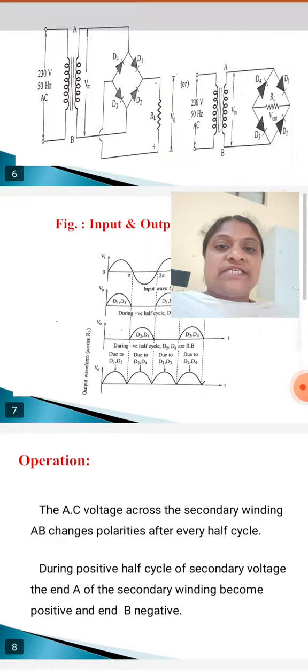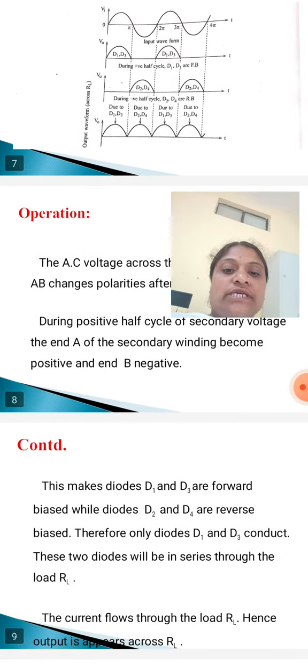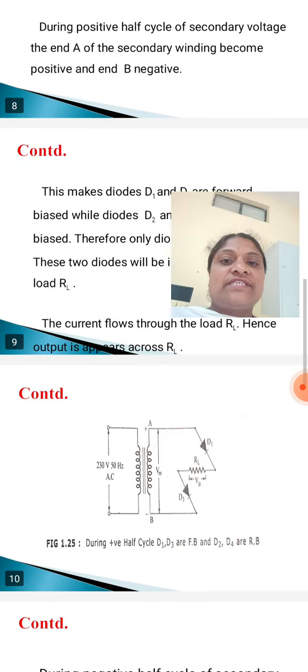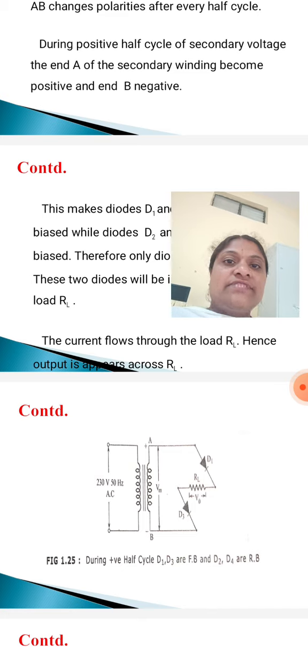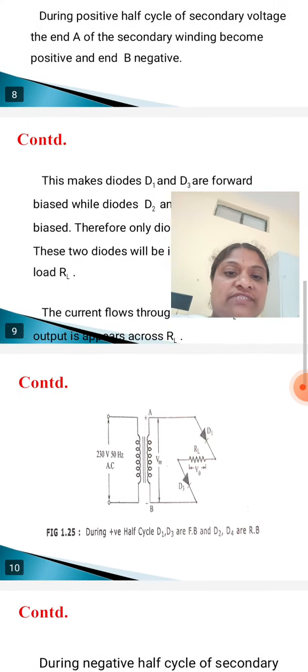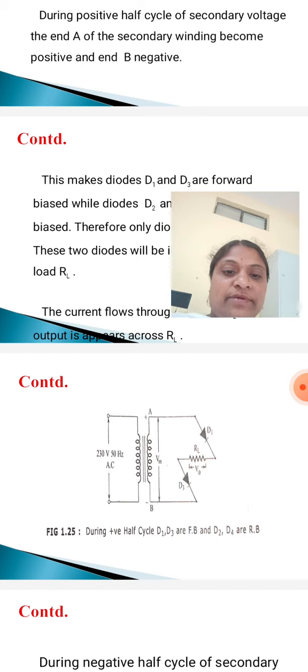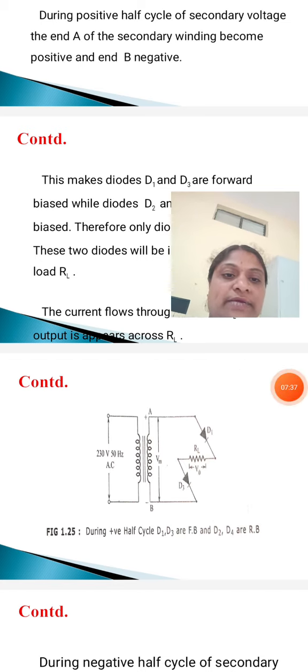During positive half cycle of secondary voltage, the end A of secondary winding becomes positive and B is negative. So we can apply ends A and B.